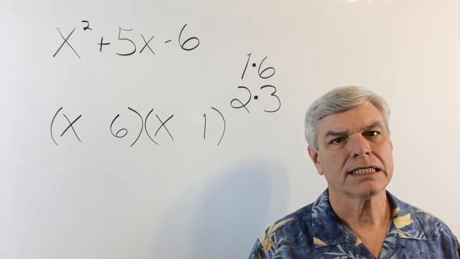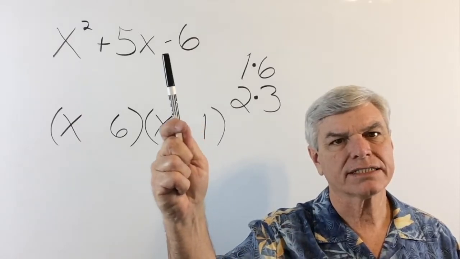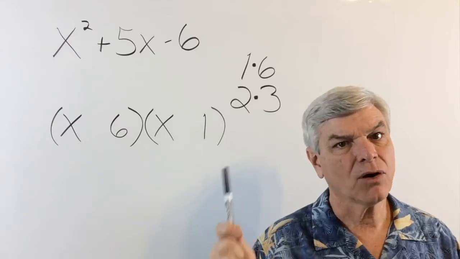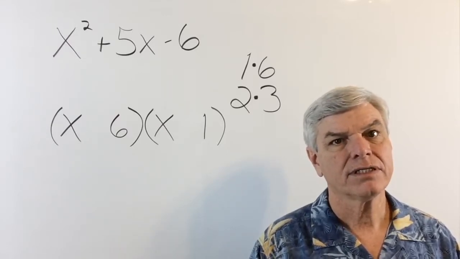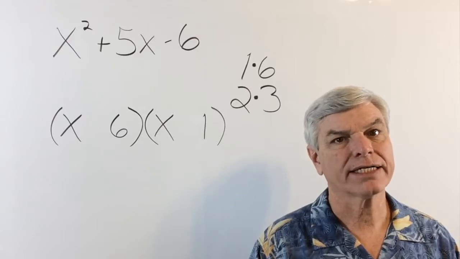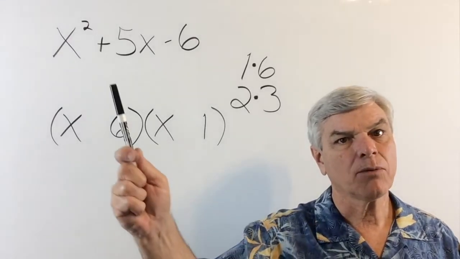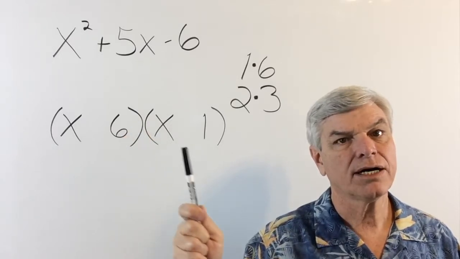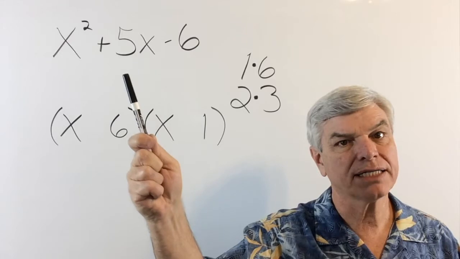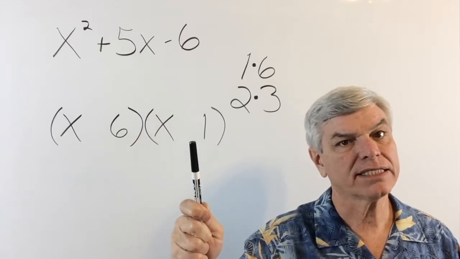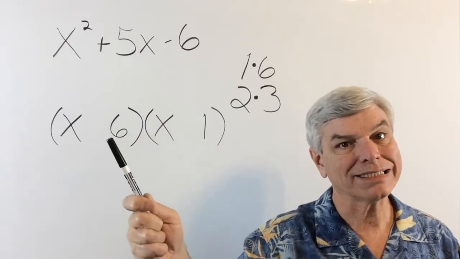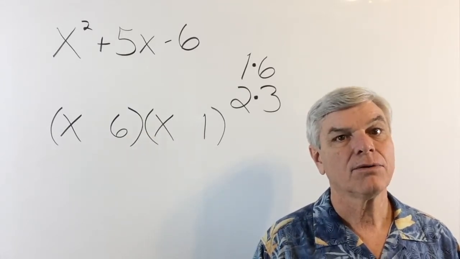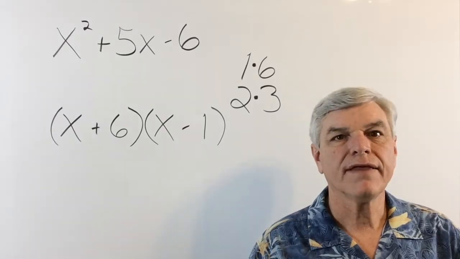Now let's go back to negative 6. That means one of these is going to have to be negative, and only one can be negative. So we're going to have to subtract. And we're going to have to get to positive 5. So 6 minus 1 is positive 5. That works. Okay, it's not going to work the other way around. 1 minus 6 is negative 5, so that doesn't work. 6 minus 1. And that is the answer.